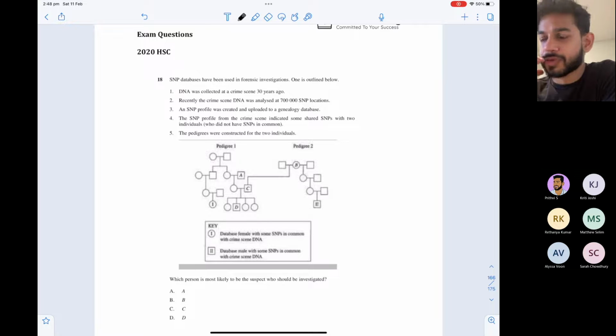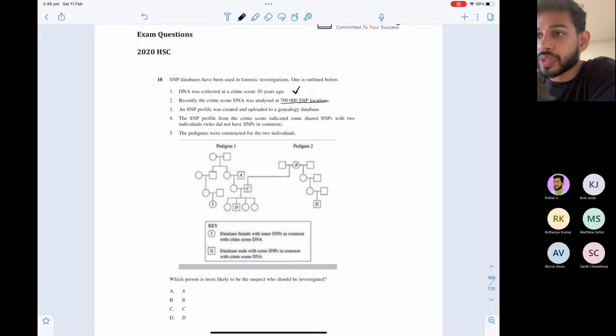So this question is a lot of information. Let's break it down together. So first of all, DNA from a crime scene was collected ages ago, meaning back then there was no DNA analysis. Okay, so that's what we're understanding. Crime scene, DNA was collected, but we couldn't really do any SNP analysis back then. Point 2 is stating, so I'm going to tick it for I understand that bit of information. Point 2 is saying recently, the crime scene DNA was analyzed at 700,000 SNP locations.